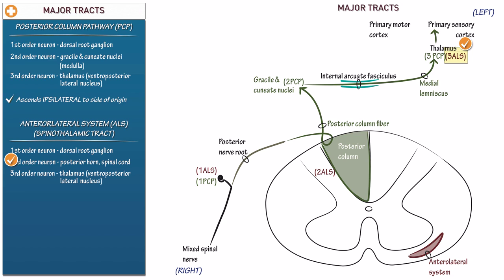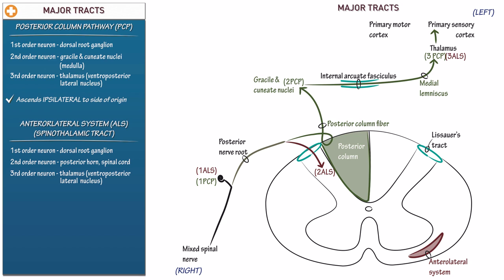Next, draw Lissauer's tract in between the dorsal pial surface and the dorsal horns because the anterolateral system fibers ascend or descend a variable number of spinal levels within Lissauer's tract prior to synapsing in the dorsal horn. Then show that the anterolateral system projects centrally from the dorsal root ganglion into the dorsal horn.